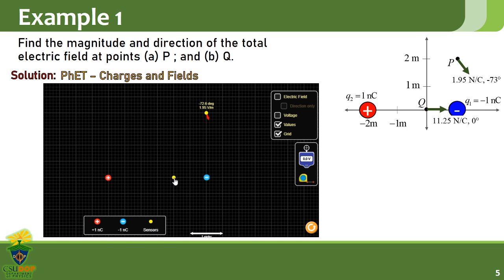Note that the values that you will obtain will have errors depending on your placement of the charges and the sensors. The simulation, however, provides a way to verify and check your obtained directions and calculated magnitudes.